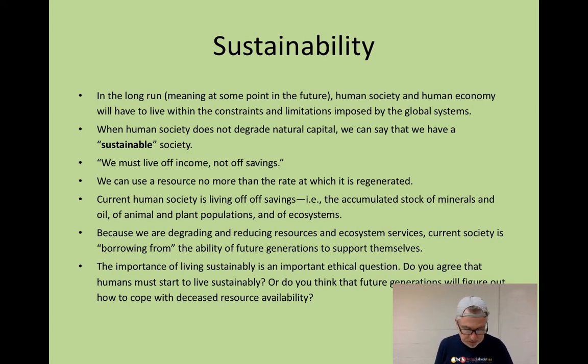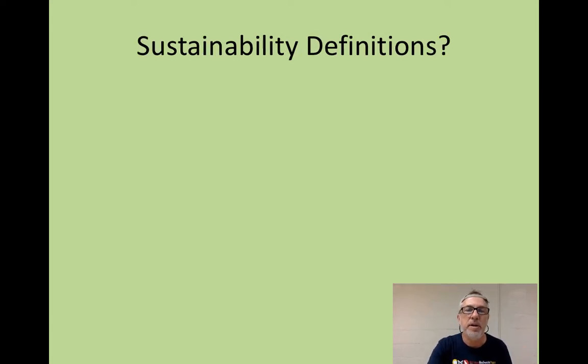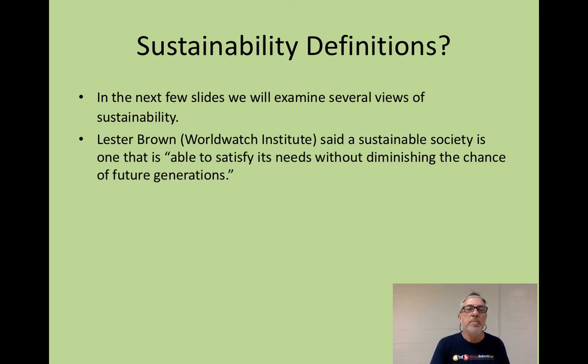That's something for you to think about, where you fall on that continuum and what you need to do to live your beliefs. I wanted to look now at the way various groups have tried to define sustainability. Lester Brown of the Worldwatch Institute said, a sustainable society is one that is able to satisfy its needs without diminishing the chance of future generations. And that echoes a bunch of the sentiments that we saw on the last slide. And on the last slide, we were defining sustainability by the rates of resource regeneration.